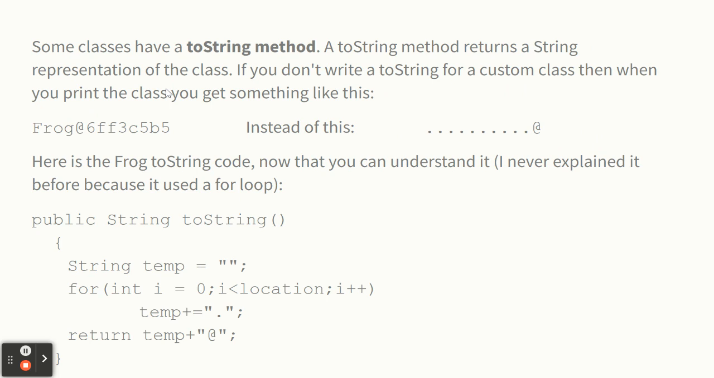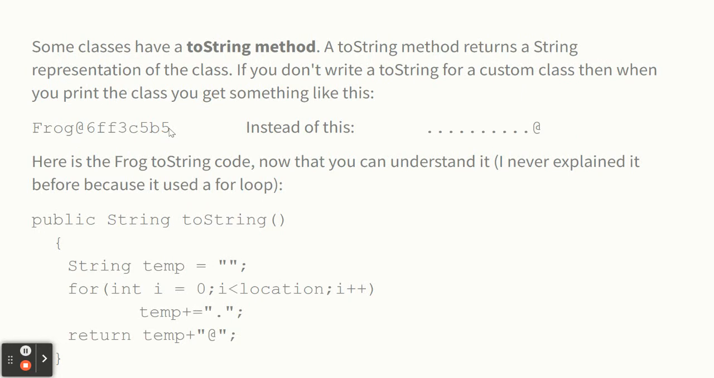Some classes have a toString method, and a toString method returns a string representation of the class. So a piece of text that whoever wrote the class says, this is what I want my class to look like if somebody prints it. If you don't write a toString for a custom class, then when you print it, you get something like, look at what I have over here, frog at 6ff3, blah, blah, blah. It says the name of the class and then an @ symbol, and then this is like a memory location. So that's a way for Java to keep track of it.